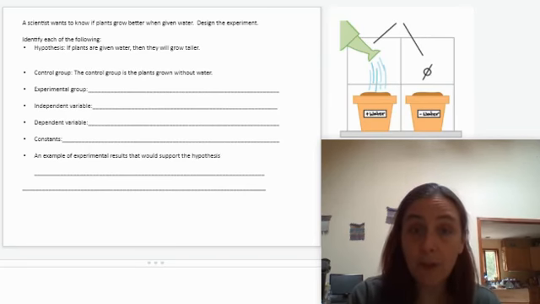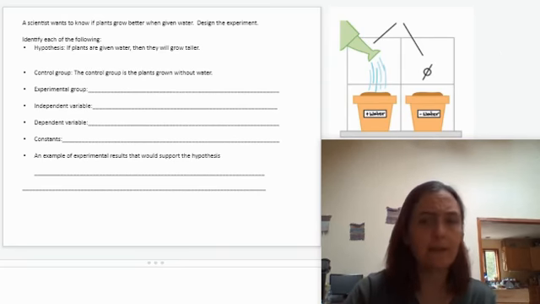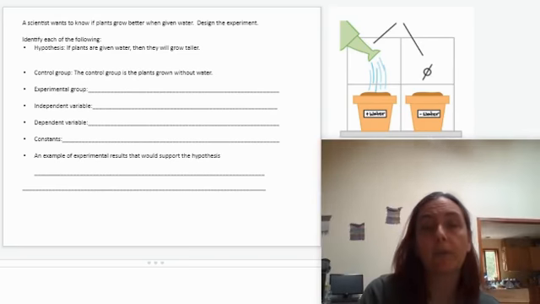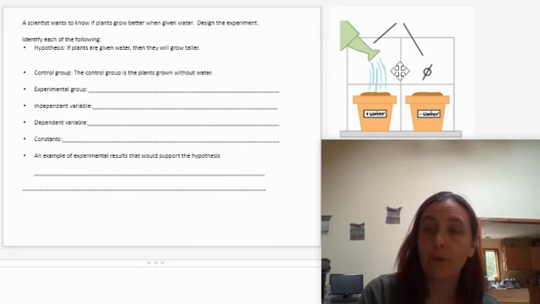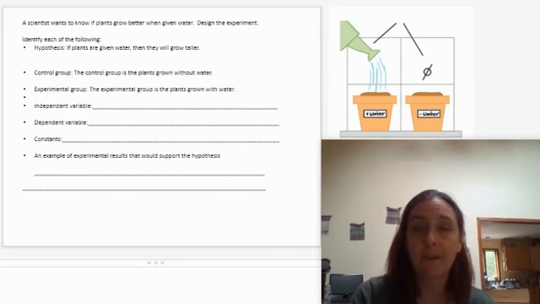Be careful. Control group is not constants. That is not to say that the amount of light or anything like that has to stay the same. That's not the control. The control is the actual plants that are grown without water. Okay, good. So what's the experimental group? Those are the plants grown with water. So the experimental group is the plants grown with water.